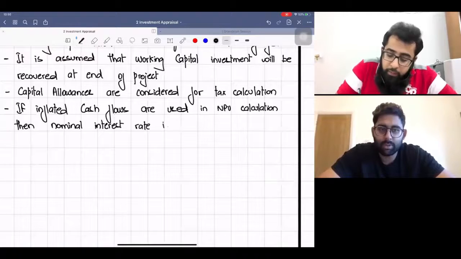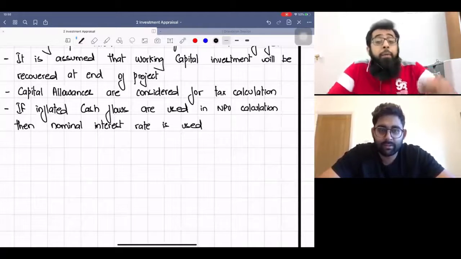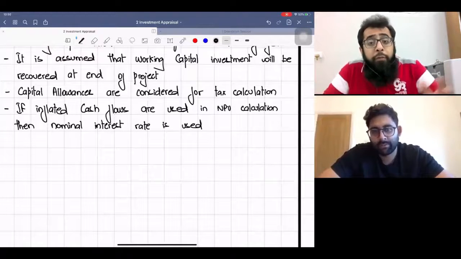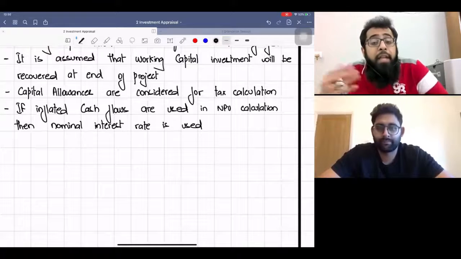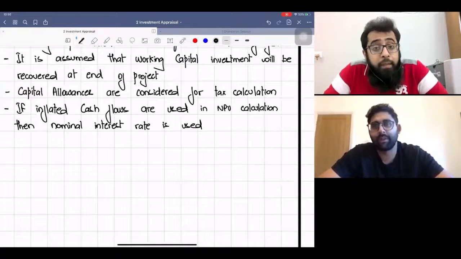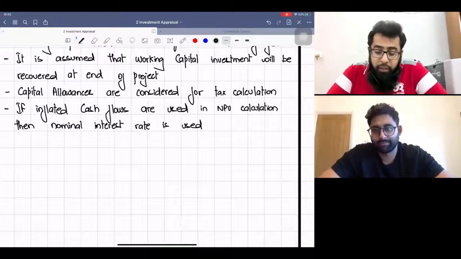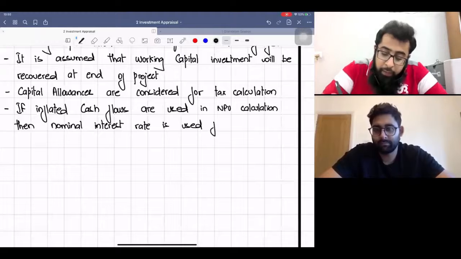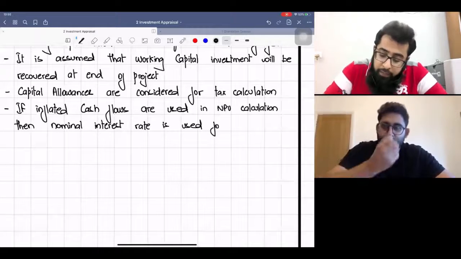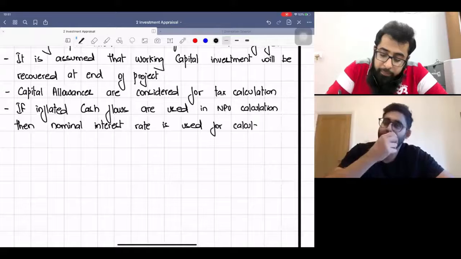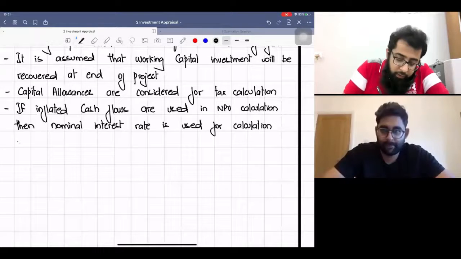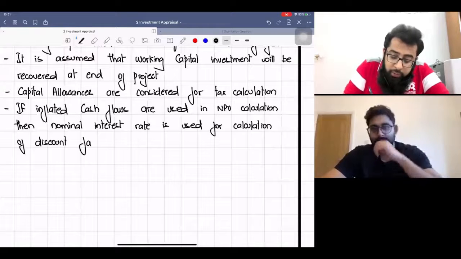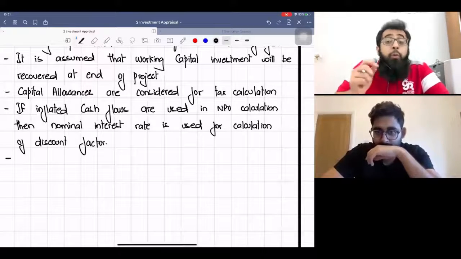When you say inflated cash flows, inflated means that we will consider inflation in the cash flows. For example, for year 1, year 2, year 3, year 4, I will consider the impact of inflation, like if there is yearly inflation. If inflated cash flows are used in NPV calculation, then the nominal interest rate is used for calculation of the discount factor. And if you have ignored the inflation factor, then you use the real rate.